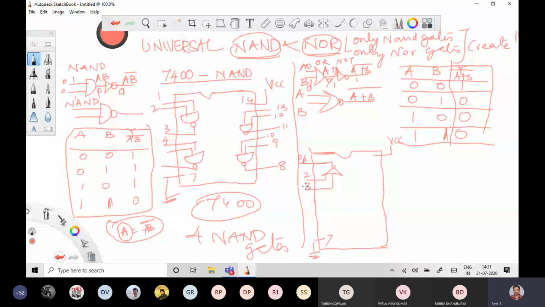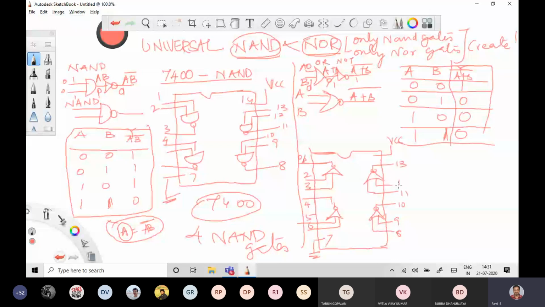Similarly, pin number 4 is output. 5, 6 is your input. Just reverse. Again, 8, 9 is your inputs. 10 is your output. Again, 11, 12 is inputs. Pin number 13 is your output.